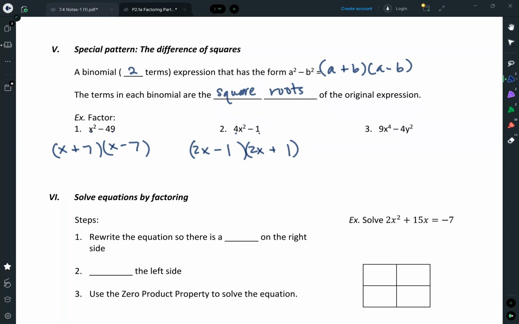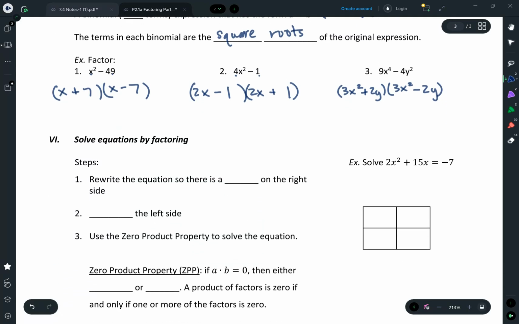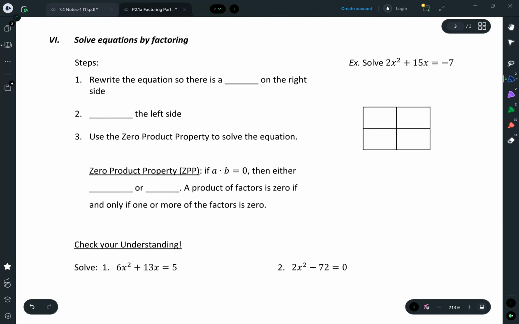Next one, same thing. 9x to the fourth and 4y squared are both perfect squares. So the square root of 9x to the fourth is 3x squared. One of them is positive, one of them is negative. The square root of 4y squared is 2y. So this one's really easy if you can identify it. Remember, you've got to have two terms, and it's got to be two different perfect squares. That's why we spent so much time recognizing perfect square patterns in the last chapter.